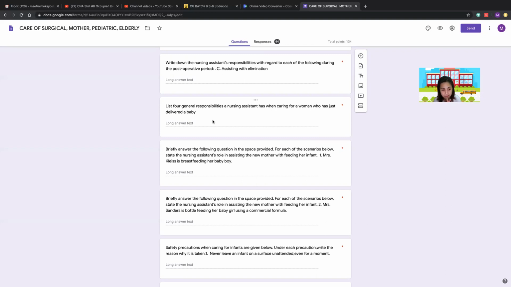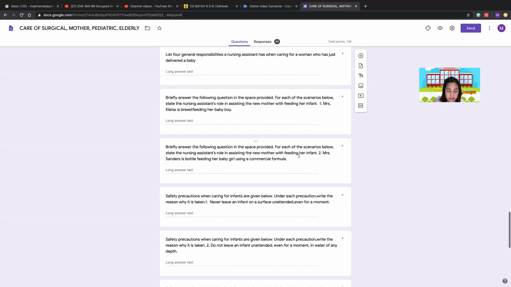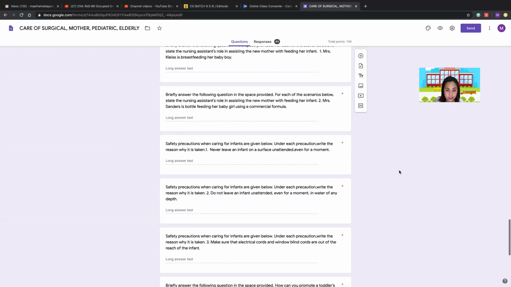Then make sure that you are not propping the baby, like putting a pillow just to hold the bottle. Make sure that the position of the bottle for feeding is correct. Then safety precautions when caring for infants are given below. So under each precaution, write the reason.